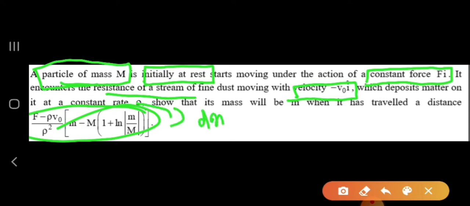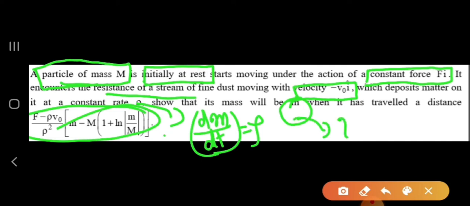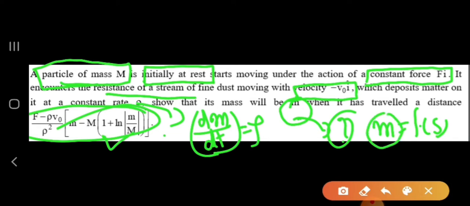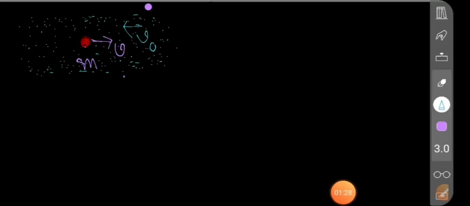What is given? dm by dt is equal to rho. Then its mass will be small m. At what time will the mass be small m? When it has traveled a distance of this much. So basically we have to find the mass as a function of s. After traveling this much distance, its mass changes from capital M to small m. That we'll see. Let's solve it.